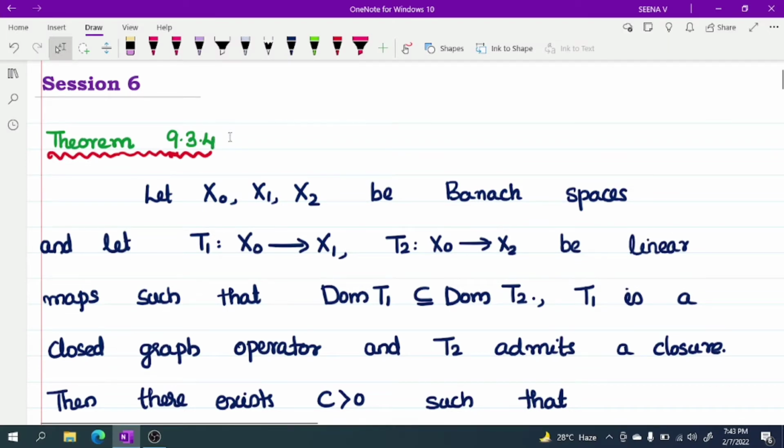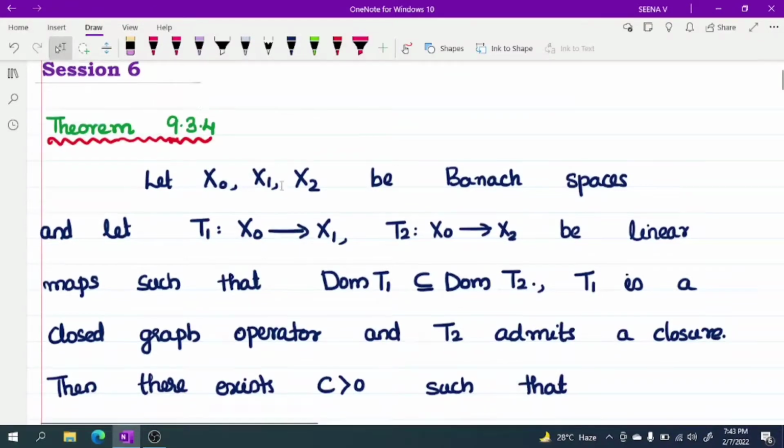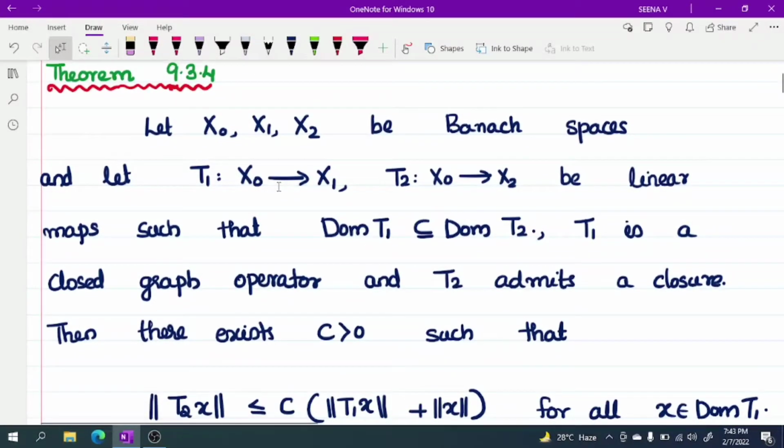Today we are continuing section 9.3, closed graph operator, and now we are going to discuss Theorem 9.3.4. Listen carefully. Let X0, X1, X2 be Banach spaces, and let T1 from X0 to X1 and T2 from X0 to X2 be linear maps such that the domain of T1 is contained in the domain of T2, and T1 is a closed graph operator and T2 admits a closure.